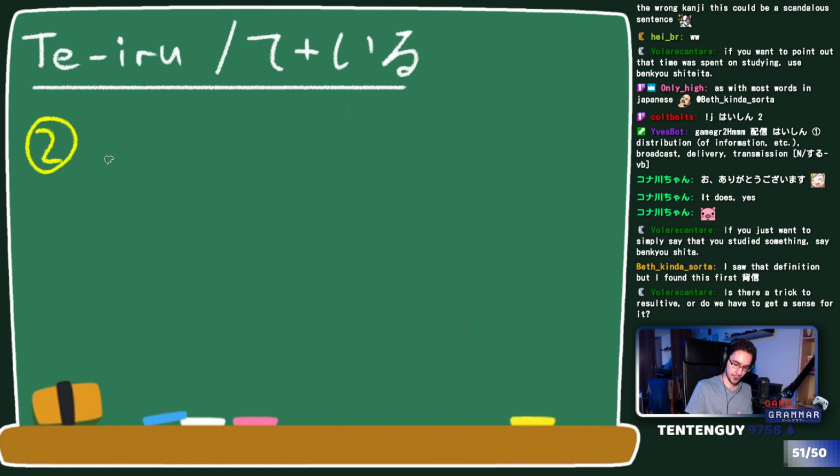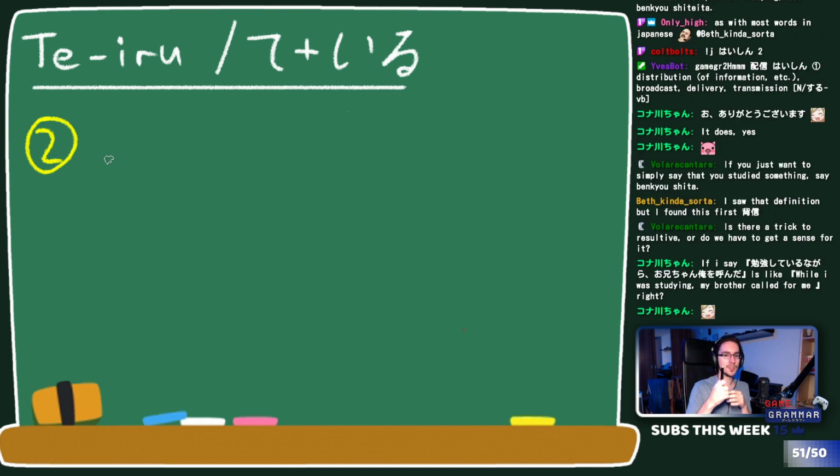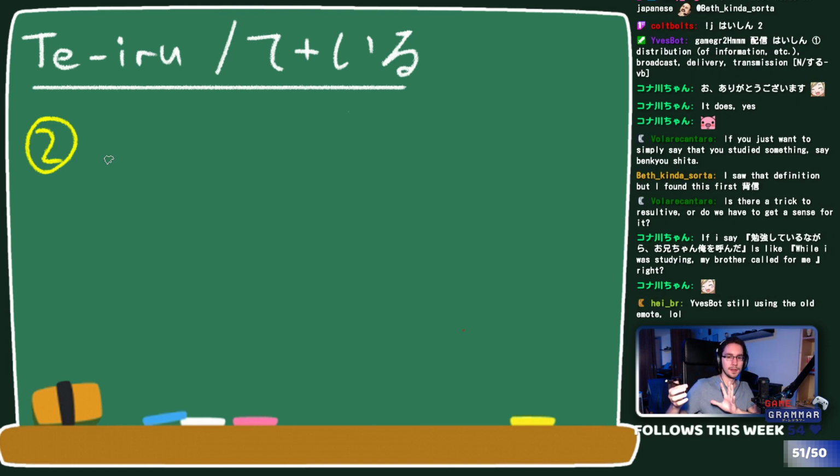So, number 2, as Valari already brought up, would be what I would call maybe a resultative or an ongoing result. Okay? So once again, we have something that is ongoing.